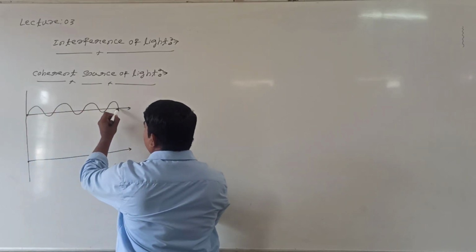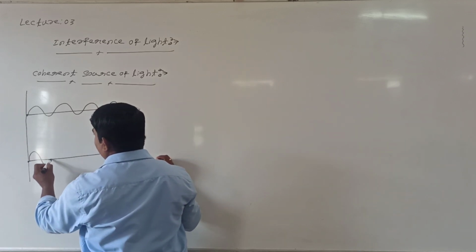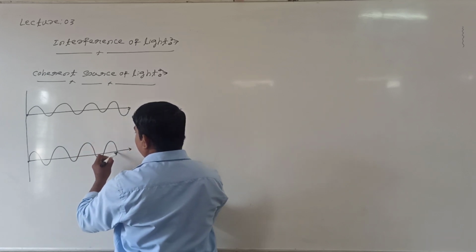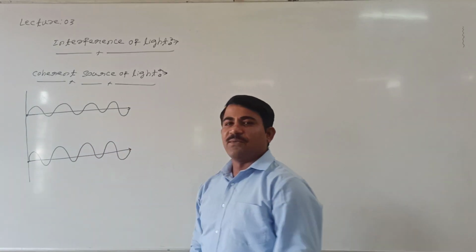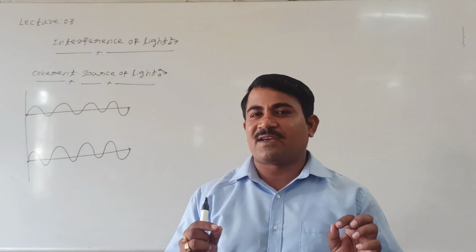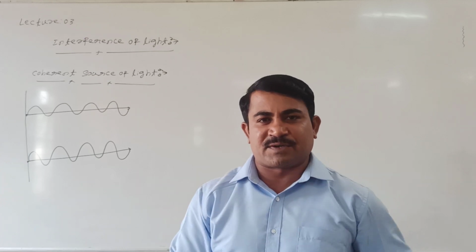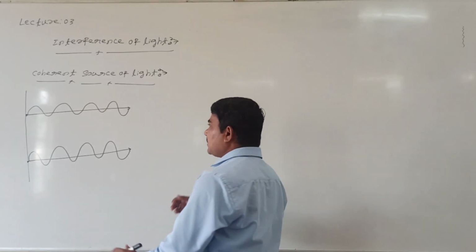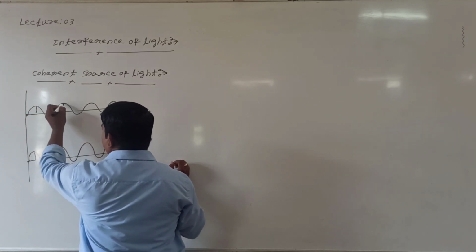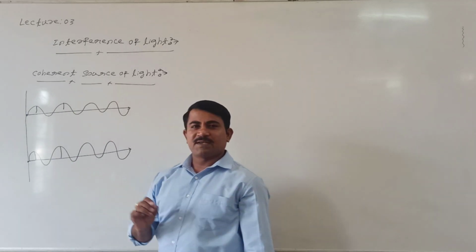These are the waves, they can go like this. Similarly, from this, how can the waves go? Waves can go like this. What I said, coherent source of light: a source of light which emits waves of the same wavelength, the same amplitude and zero phase difference. See here, amplitude means the maximum displacement. I can call this the amplitude, this is the amplitude, this is the amplitude and this is the amplitude. Two waves having the same amplitude, same wavelength.